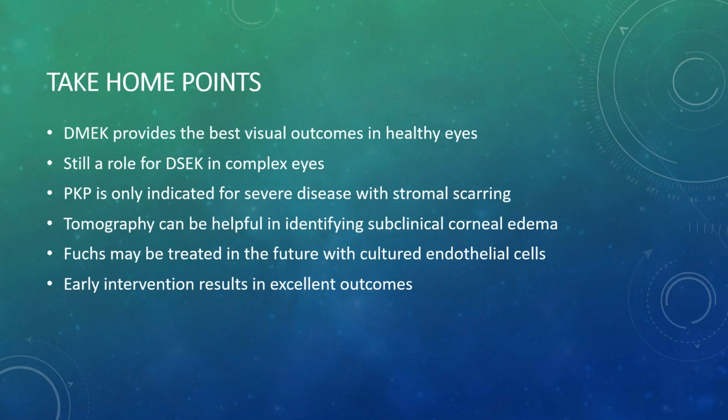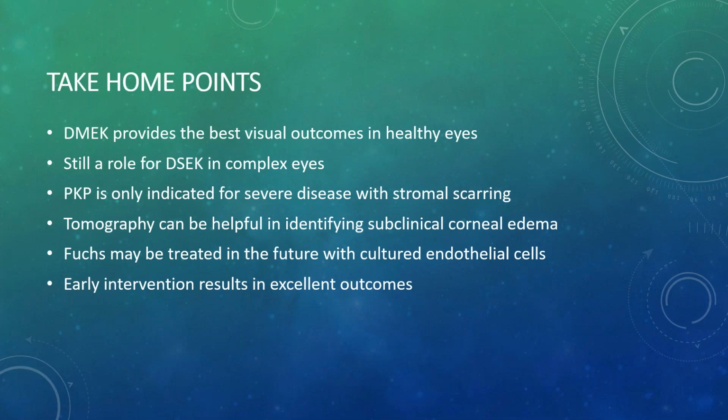So couple take-home points. DMEK provides the best visual outcome in healthy eyes. There's still a really important role for DSEK, and PKP is only indicated for severe disease or stromal scarring. So also tomography, if you have it available, that can be really helpful in identifying subclinical corneal edema. And Fuchs may be treated in the future with cultured endothelial cells. So that's going to be awesome. I think we're probably going to see that. That's going to greatly expand the ability to provide transplant around the world to other patients.